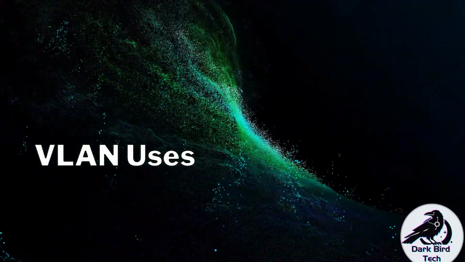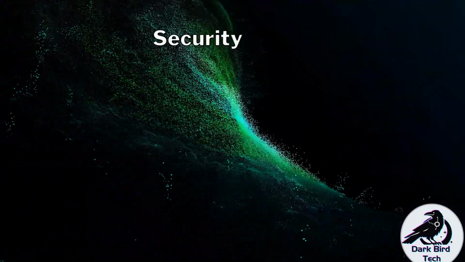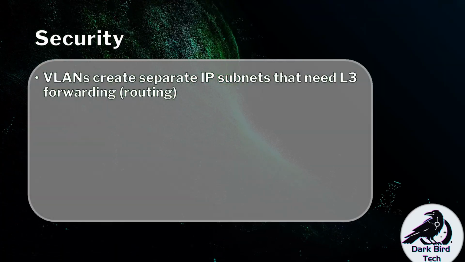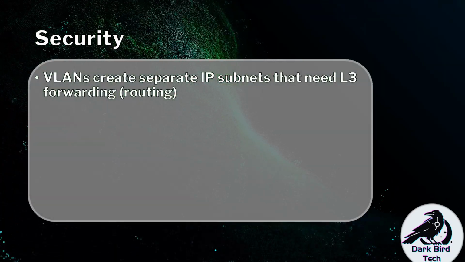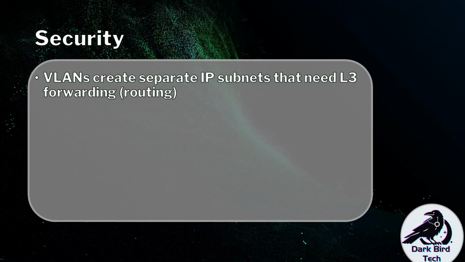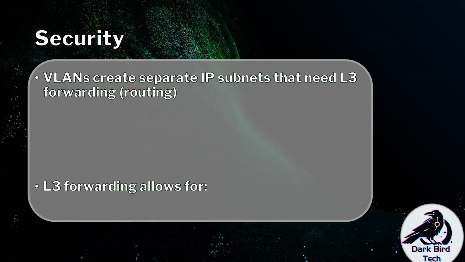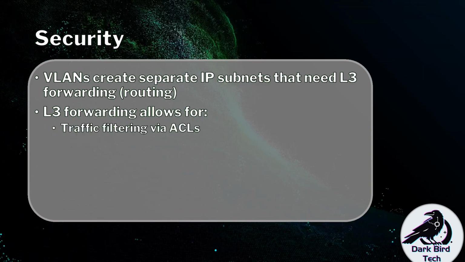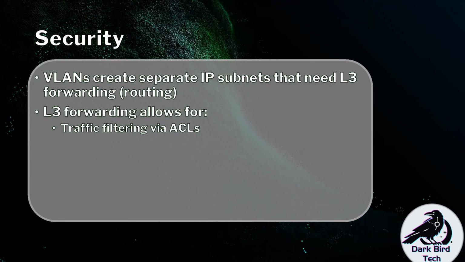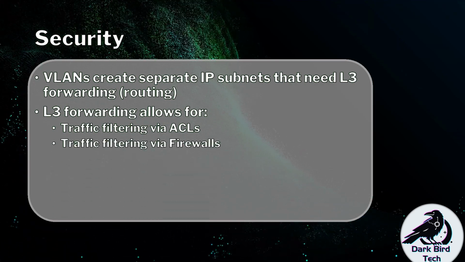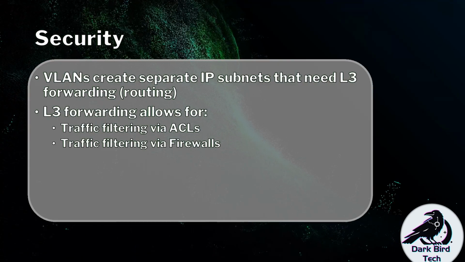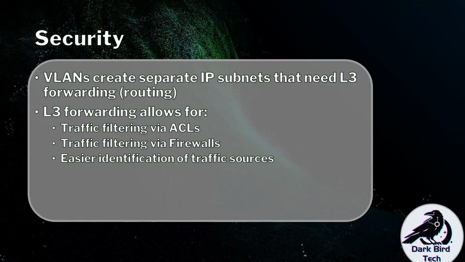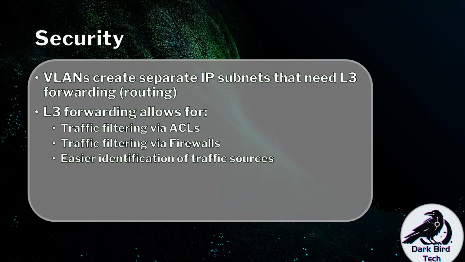Now let's have a look at VLAN uses. What are they good for? So first up is security. With VLANs, we are able to create separate IP subnets that need layer 3 forwarding, basically routing, to get traffic back and forth. Now, if layer 3 forwarding is present, it allows us to do things like traffic filtering via an access control list, which we'll cover in a later video. We could use traffic filtering via firewalls. We could also have an easier time identifying where traffic comes from. So if anyone's up to mischief, I can look at the source IP address and have a rough idea where they are in the organization.